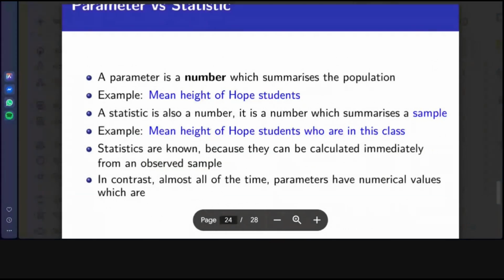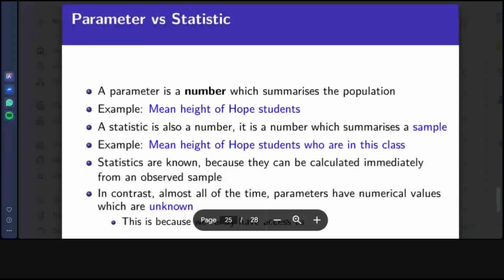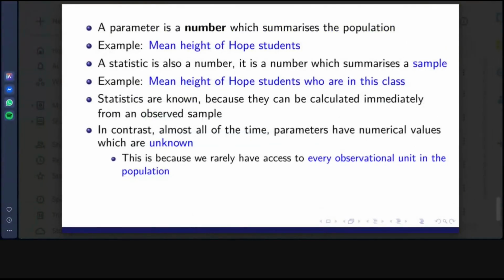You have students in your class, you can find the average height. It might take a while, but you can do it. But in contrast, parameters are typically unknown. Why? Because you don't have access to every single person in the population or thing in the population, all right? For example, the mean height of Hope students, you probably don't know this answer because do you have access to every single Hope student? I don't think so.